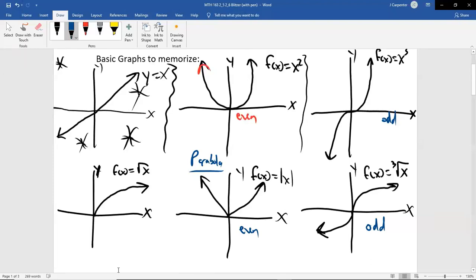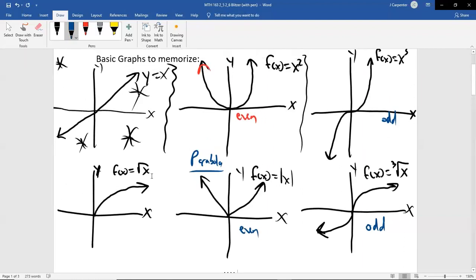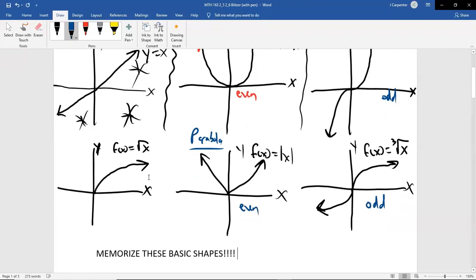So you have got to memorize these shapes. You must memorize basic shapes. 4 exclamation marks. If you can't tell me what an absolute value of x looks like, you're going to have major problems. If you can't tell me what a square root looks like, you're going to have major problems. If you can't tell me what an x squared looks like, you're going to have major problems. Because in this section, our graphs, we're just going to take these basic shapes and move them up, down, left, and right, and maybe mirror them once or twice. We're not going to say, all right, well, let's plot 5, 6, 7, 8, 9 points and then graph that way. That's not what we're going to do.